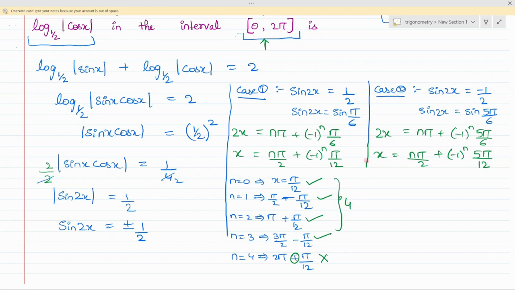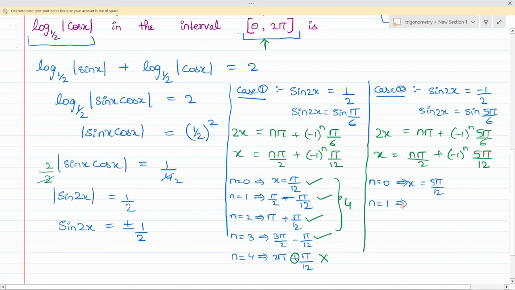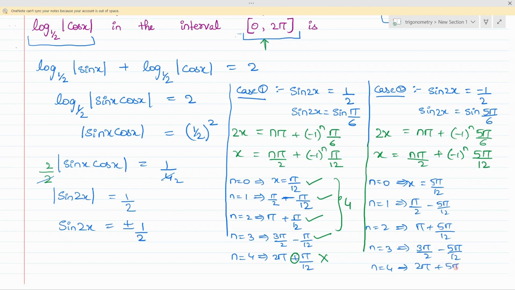Only from the case 1. But case 2 is still remaining. So let's see that. If n is 0, x becomes 5 pi by 12. And if n is 1, it is pi by 2 minus 5 pi by 12. If n is 2, it is pi plus pi by 12. If n is 3, it is 3 pi by 2 minus 5 pi by 12. And if n is 4, it is 2 pi plus 5 pi by 12.